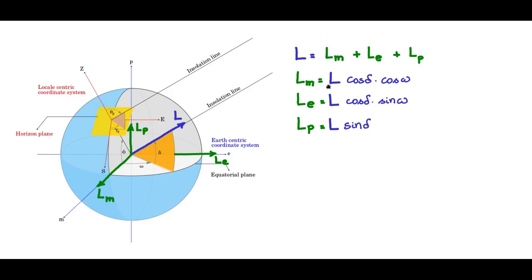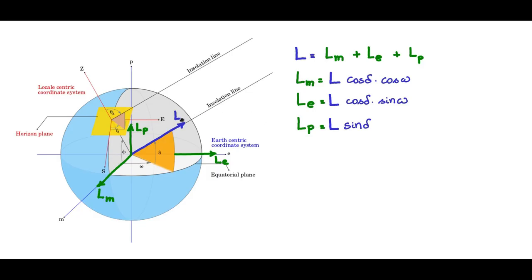Here the resolved components are in terms of delta and omega. Delta is the declination, omega is the hour angle. Both delta and the hour angle omega can be determined knowing the time of the day and time of the year. We can calculate that, and we know how to calculate that. Therefore, Lm, Le, Lp can be easily determined.